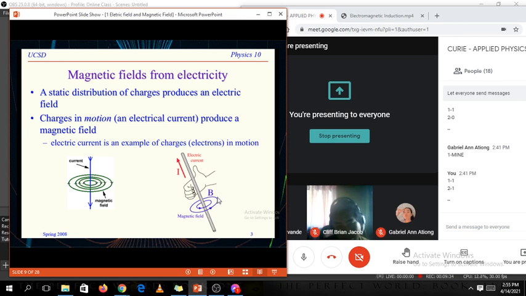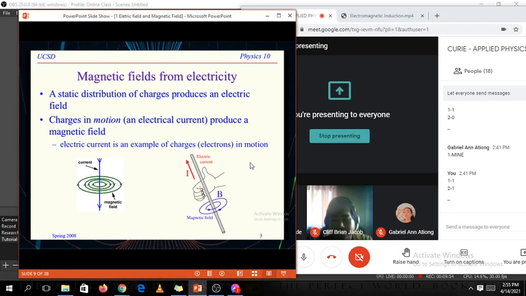The arrow, right? The fingers point in this direction. So therefore, the magnetic field circles around. If you reverse it and the thumb points down, it is still the same. The four fingers will determine the direction of the magnetic field. Okay? Questions?